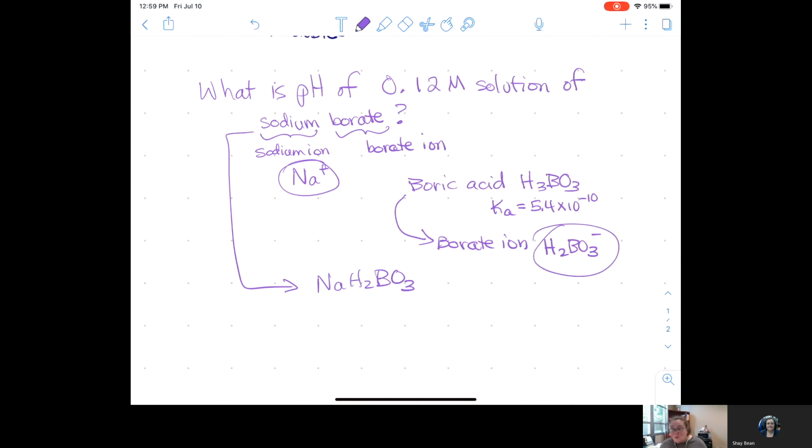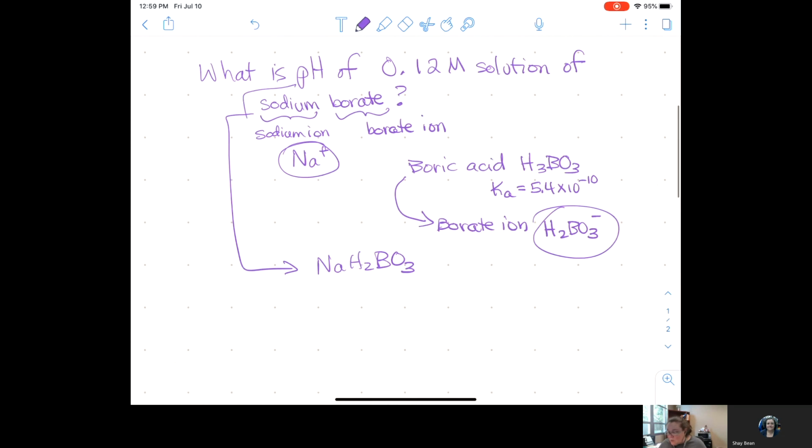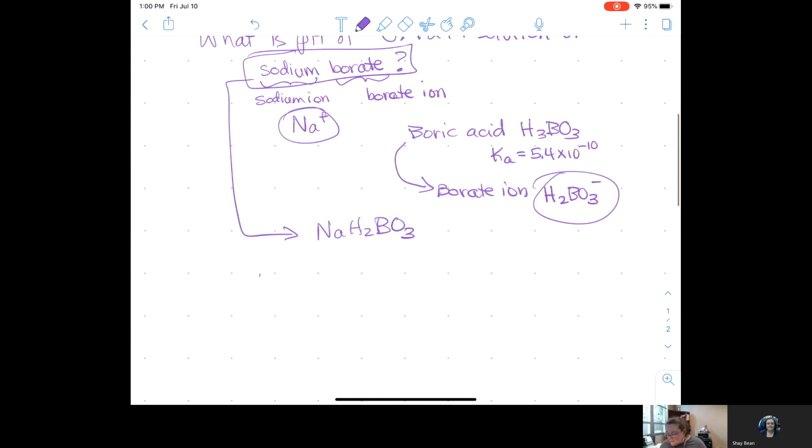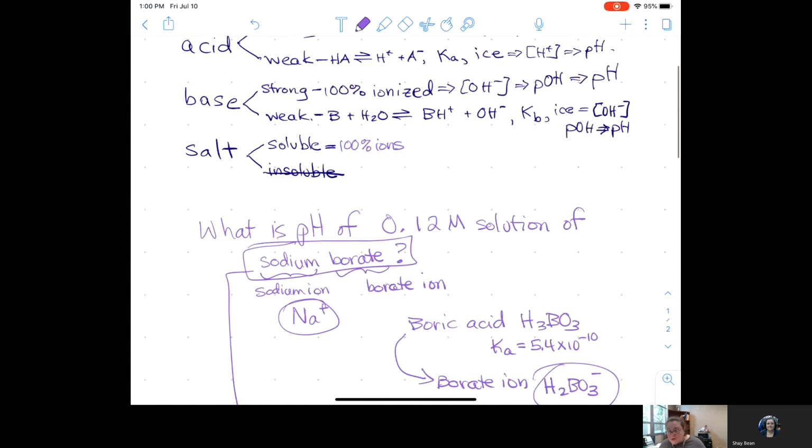But that's how I figure out what the borate ion is, and how is it important to this discussion? Well, it's important because when I dissolve sodium borate in water, I no longer have sodium borate. I have sodium ions and I have borate ions. And now the question becomes, what's the pH of a solution where I've got sodium ions and borate ions floating around? So up here, when I've got my salt, the first thing I have to do is break it up 100% into ions.